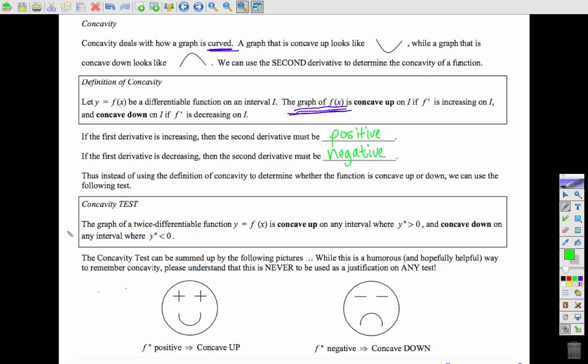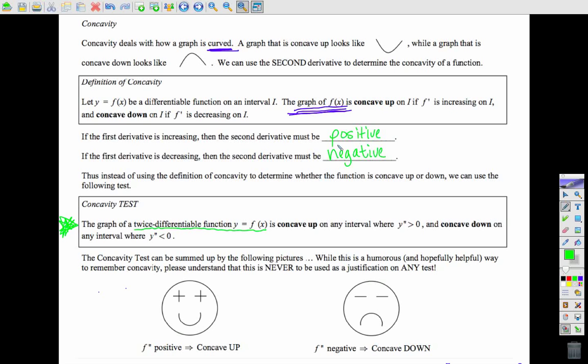Make sure that you realize that we only use this test when the second derivative is actually attainable and easy to get. You don't want to use the second derivative test if it's going to be some horrible messy problem. It's just when it's a nice, easy, clean function.